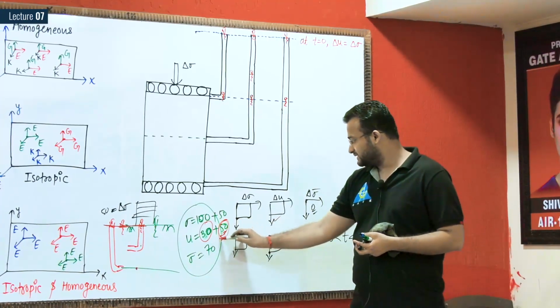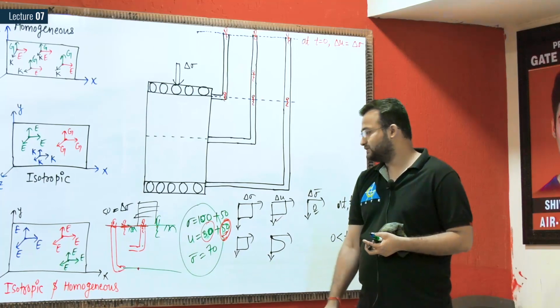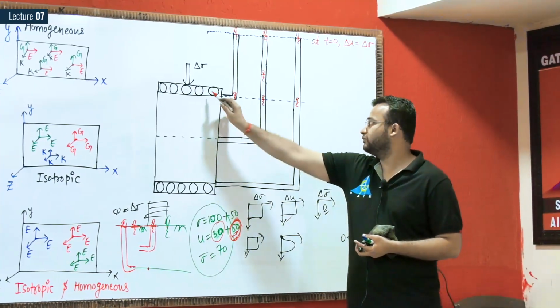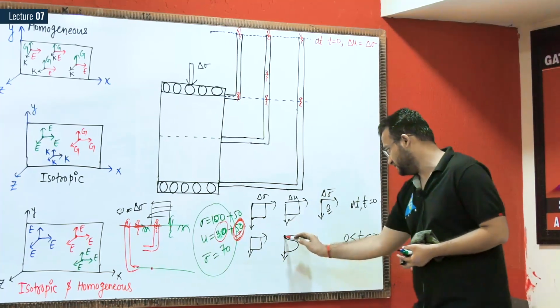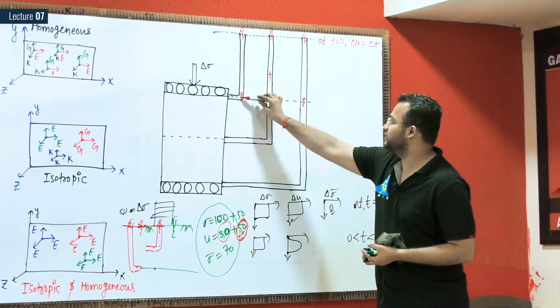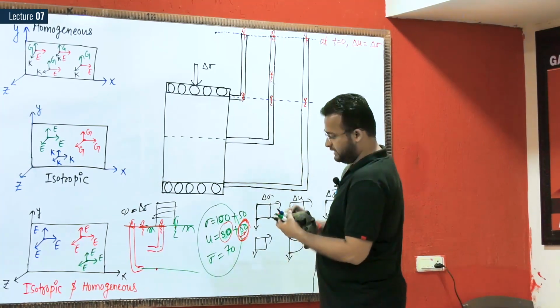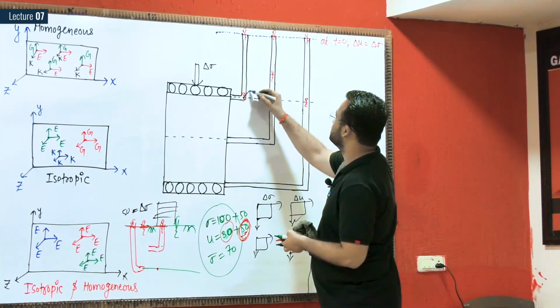So this excess pore water pressure started dissipating, and excess pore water pressure becomes 0 at the top and at the bottom. You can see 0 and 0. So here again you are getting the same value, here also you are getting the same value. So if you want, I can connect something like this.